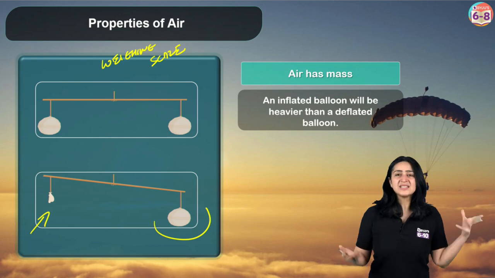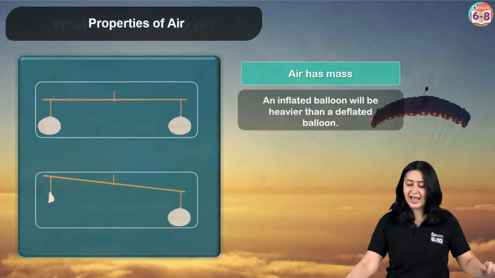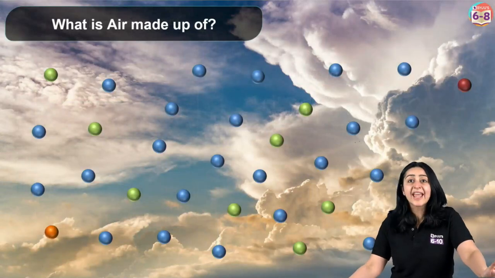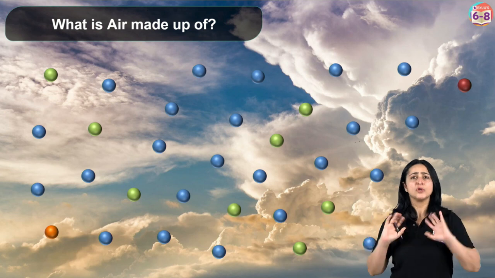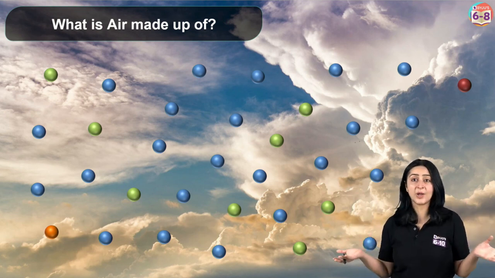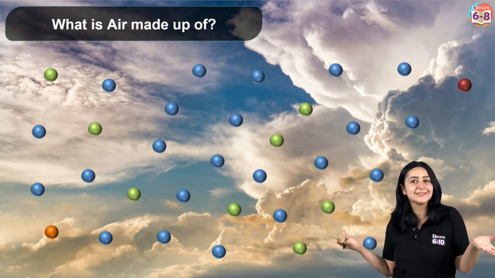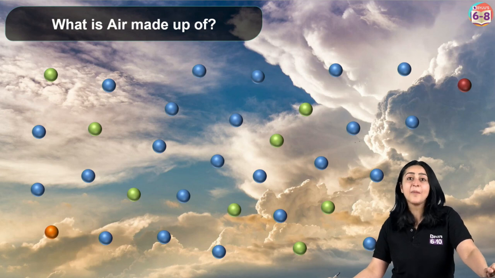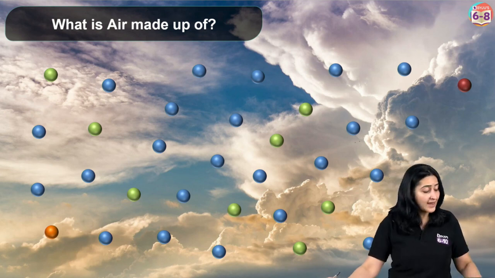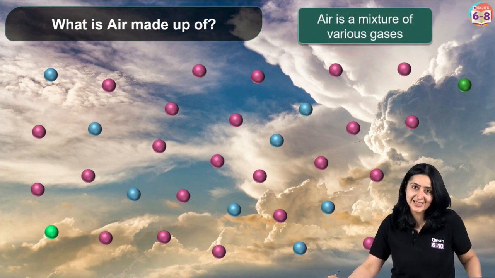But what is this air? We're talking so much about air. What is air made up of? Is it just one kind of uniform thing that is all around us that we call air, or is it made up of different things? Well, I think you know the answer. It is made up of different things. In fact, to be precise, it is made up of various gases.